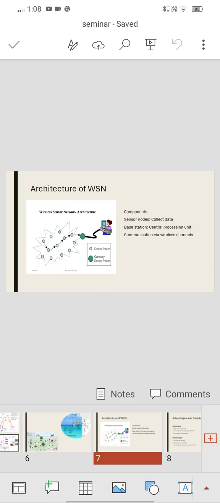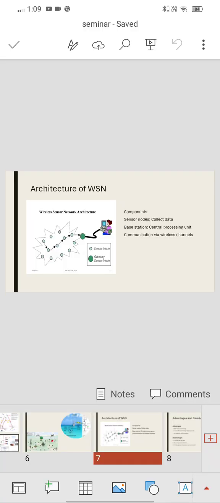Next, in this slide, we will discuss the architecture of wireless sensor network. It consists of the following components: sensor nodes and base station. Sensor nodes are small devices that contain a microcontroller, radio transceiver, power source, and memory. This is a component of the architecture of wireless sensor network. Next is base station. This is also a component of wireless sensor network.